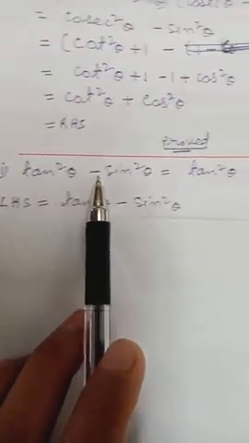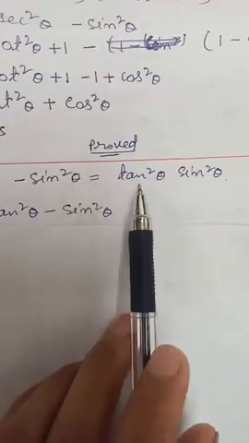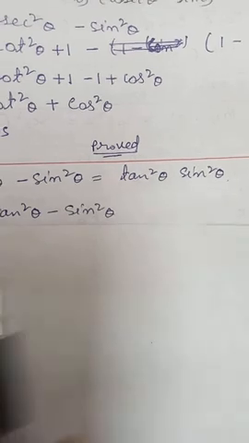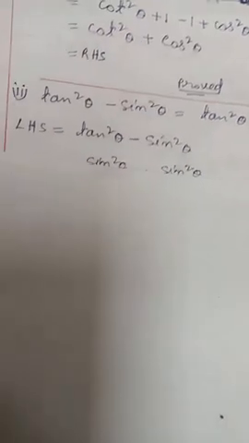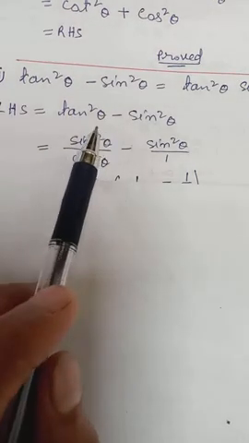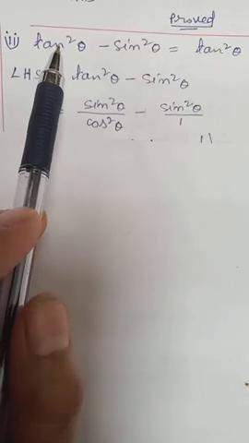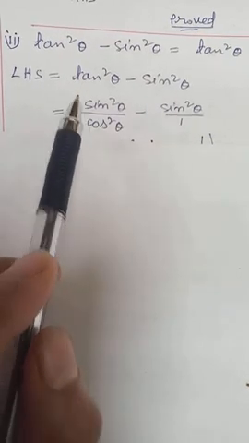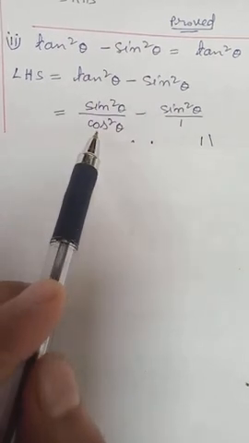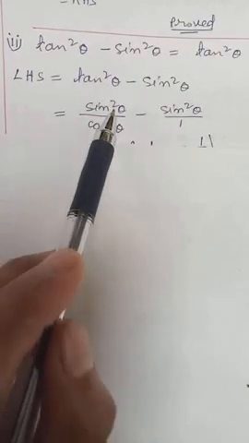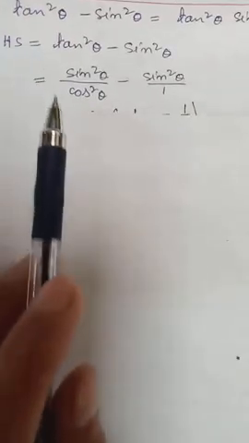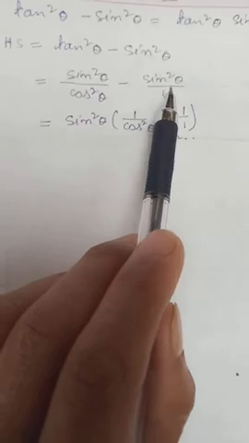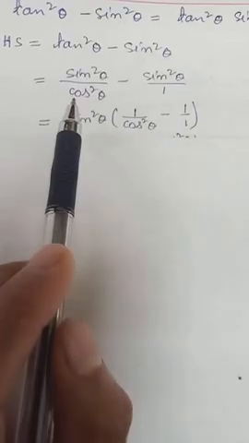Then next we have tan square theta minus sin square theta. We want tan square theta, sin square theta. When things get complicated, we better change everything to sin and cos. So in place of tan square theta, from the definition, we know that tan equals sin by cos. Since we have a square, we put the square. Now we get a fraction, so let's take the LCM, 1 and cos square theta.